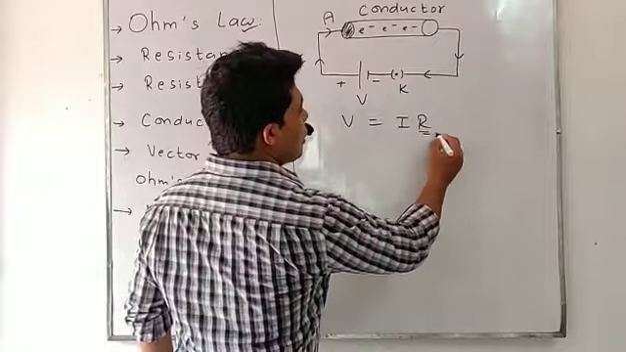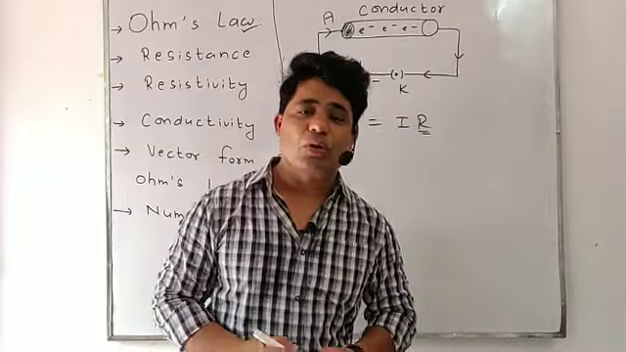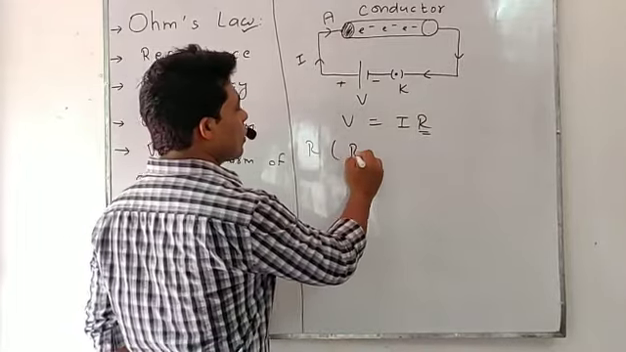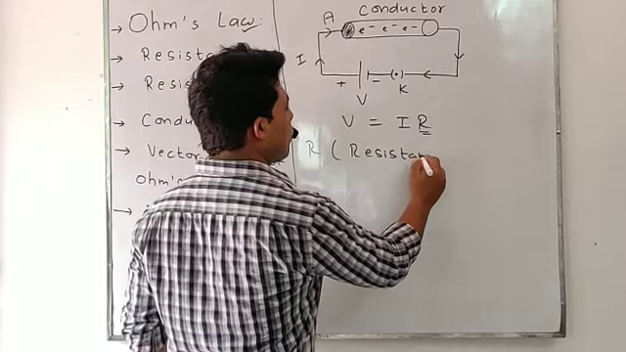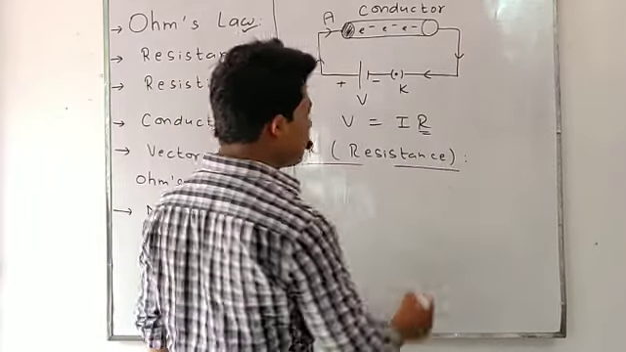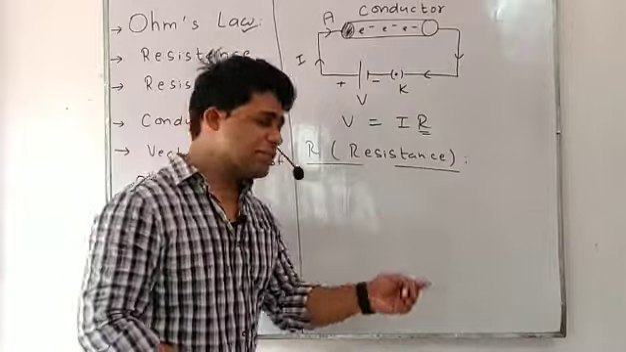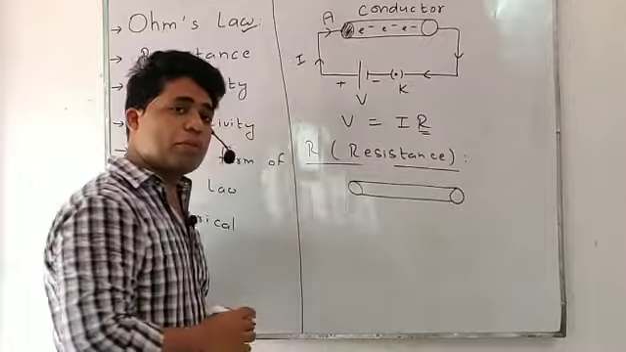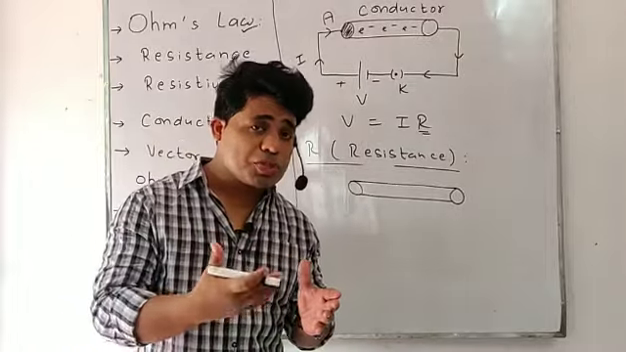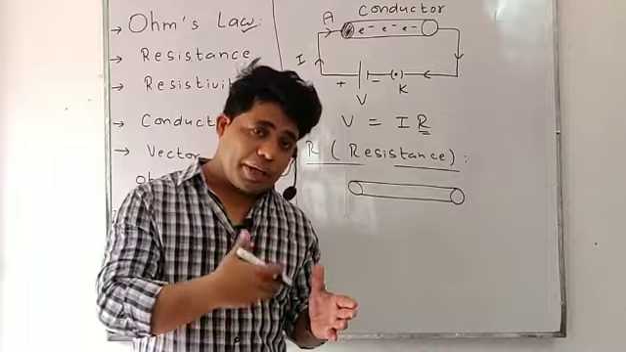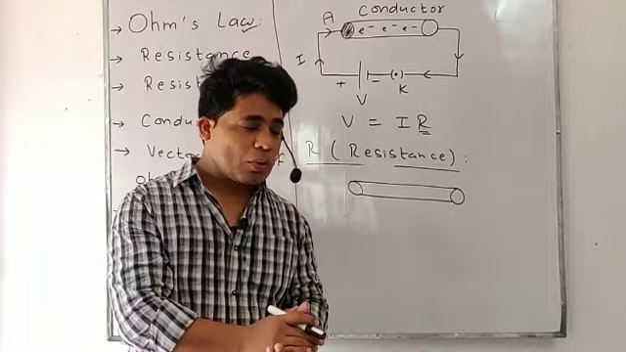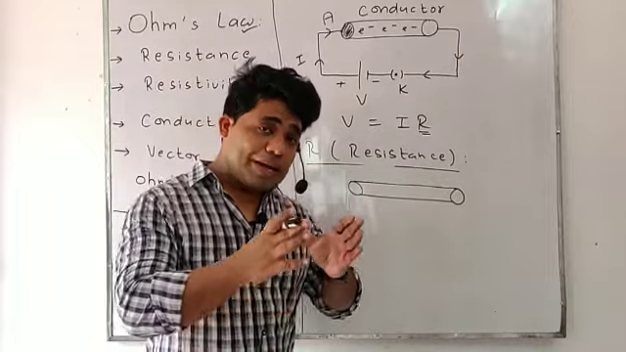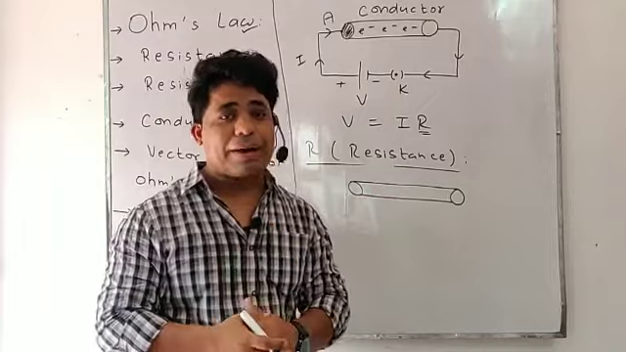Now R is constant, it is said to be the resistance of a wire. Now we'll discuss R. What is resistance? That is the main topic. Okay students, so let's start the resistance. Look students, resistance is a property of a resistor. It is a property of a conductor which opposes the flow of charge. It can stop the current, it can minimize the current. So resistance is the property of a conductor that opposes the flow of charge in a conductor.